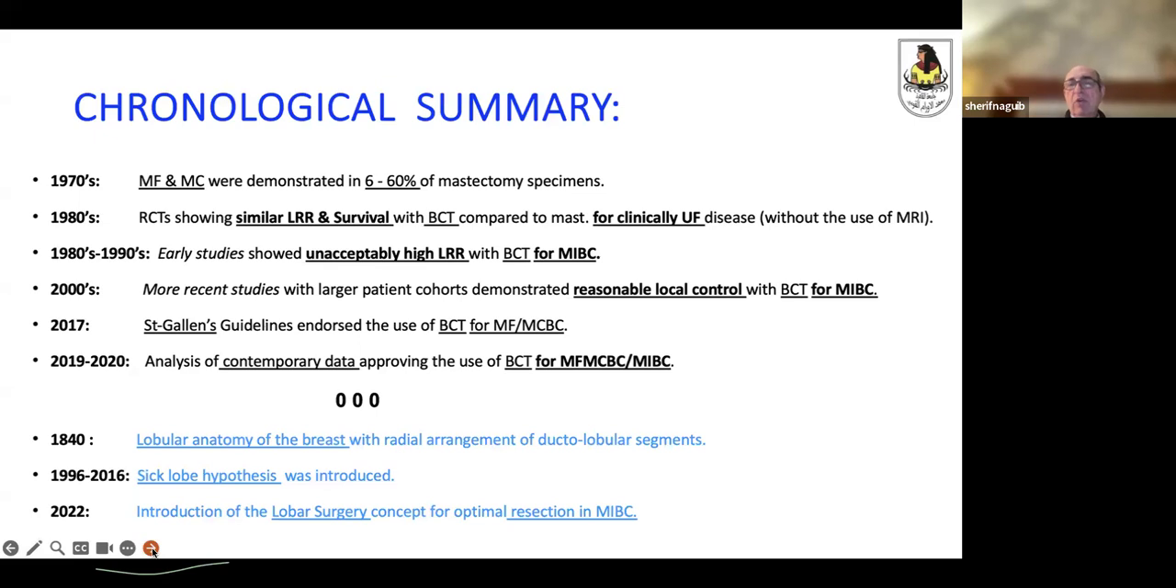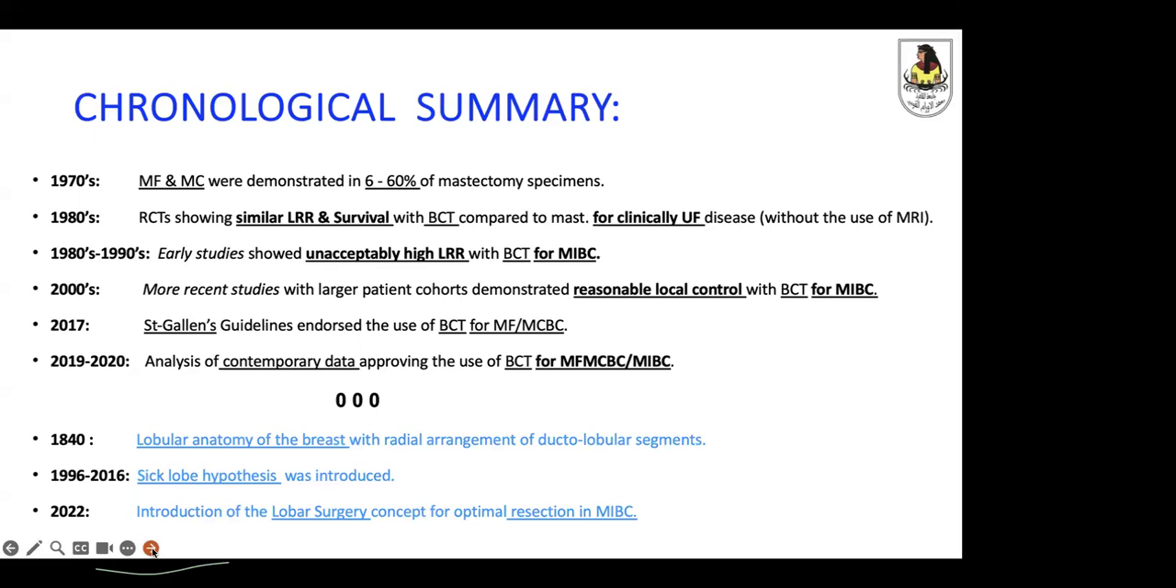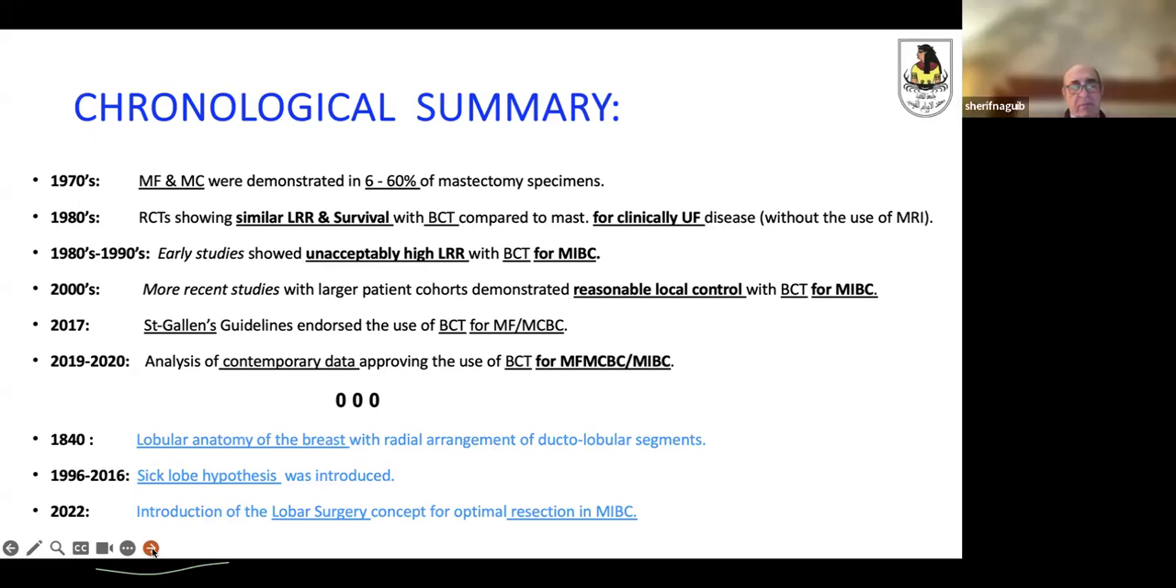كلام حضرتك مظبوط، لو كانوا خدوا منها بايوبسي كنا تفادينا لارج العملية دي، لارج لامبكتومي في البريست.